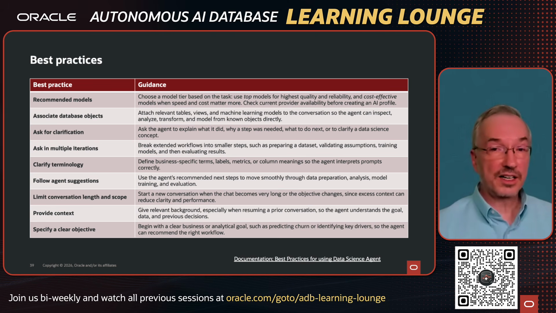Then, ask for clarification whenever something isn't clear. You can ask what the agent did, why a step was needed, what assumptions were made, or what a data science term actually means. Now, it helps to work in multiple iterations, breaking longer workflows into smaller steps, such as data inspection, preparation, model training, and evaluation. And of course, start with a clear objective. The more clearly you state the business or analytical goal, the easier it is for the agent to recommend the right workflow and produce useful results.